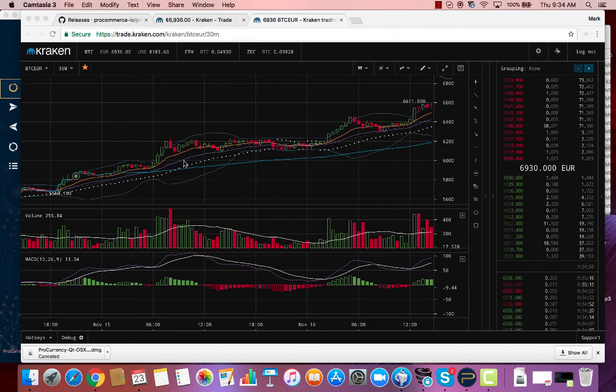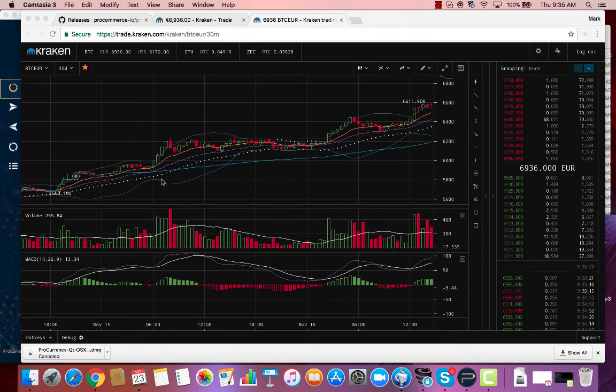What we see here is when the faster moving average starts to cross over the slower moving average, that gives us an indication of some tendencies. Then I also have the Bollinger Bands on here. That's the upper and lower dark blue line. It kind of gives you a range of what the historical price action has been and the volatility.